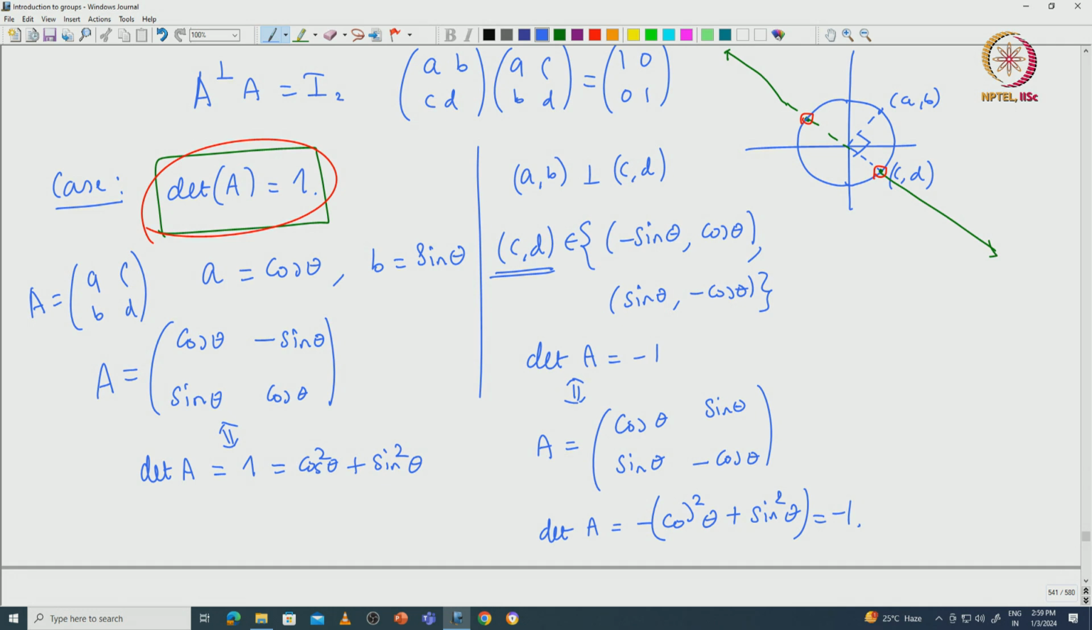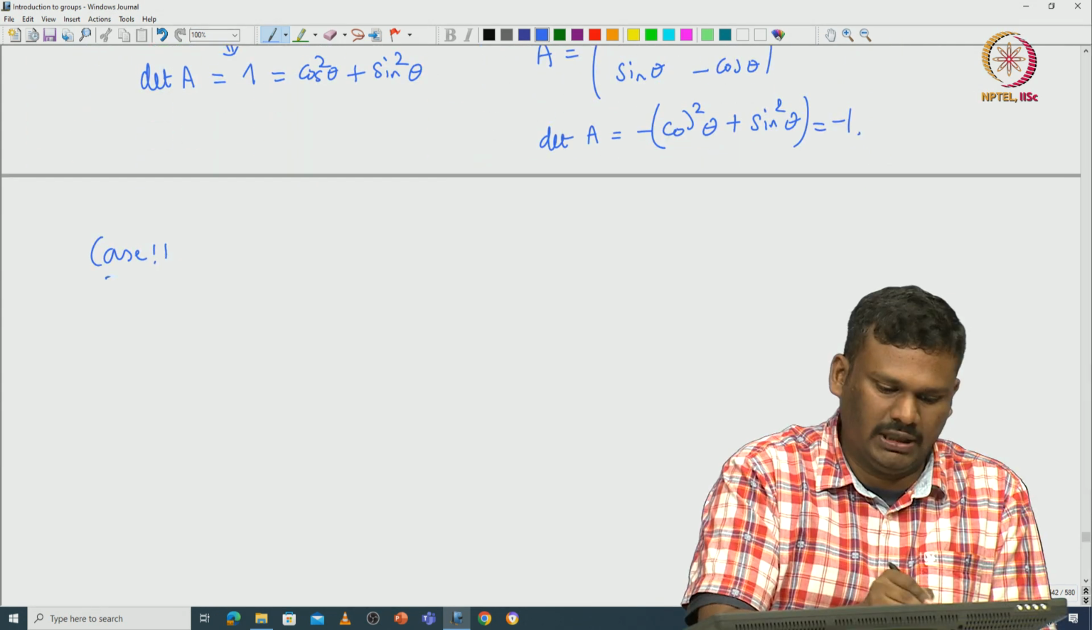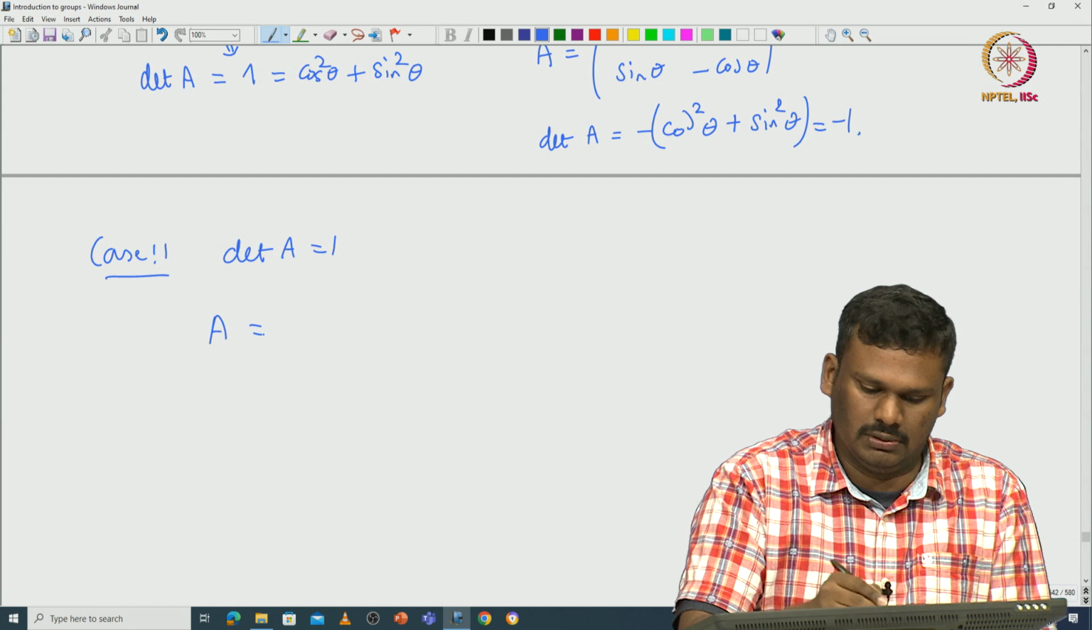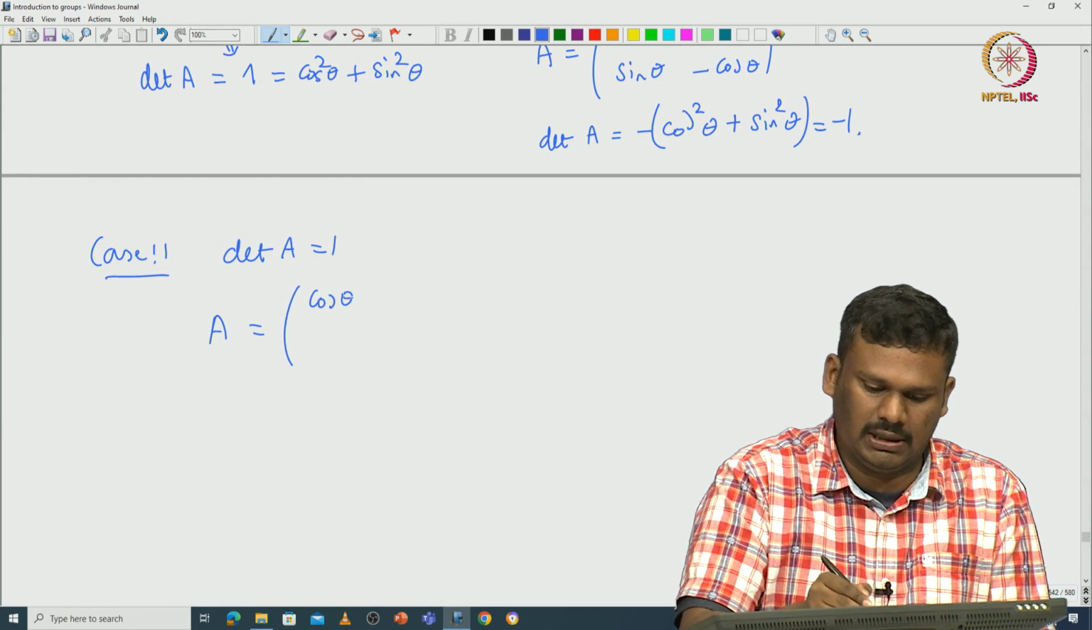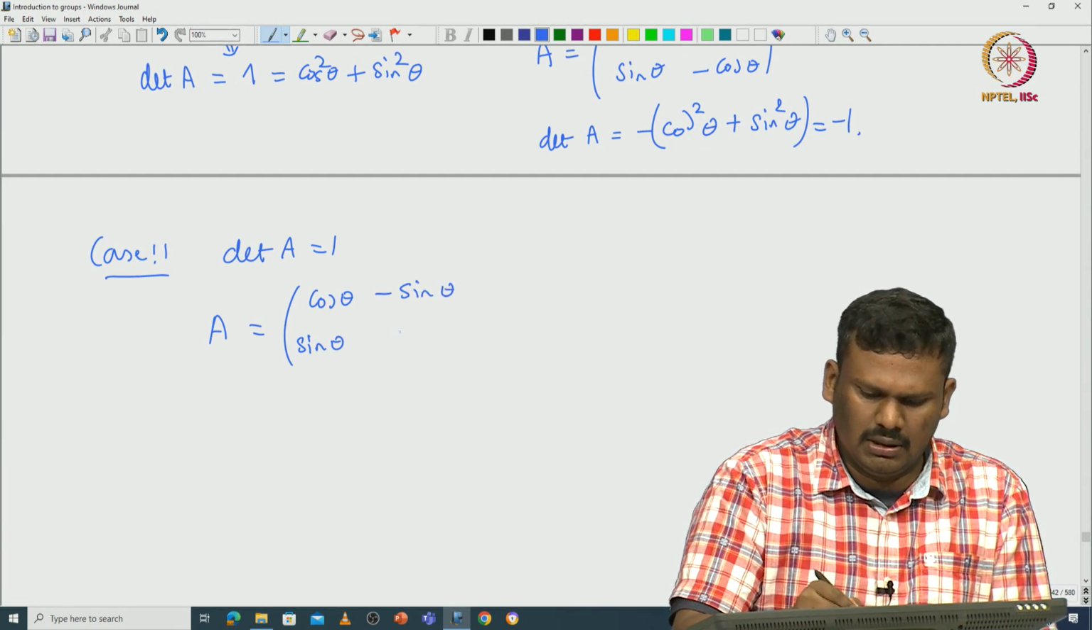Okay. So, basically depending upon the determinant, you will be making the choice for C comma D, and that is actually a unique choice, because it comes from the line perpendicular to the point A comma B that intersects this circle S1. Okay. So, in case 1, when the determinant is 1, let us see what A does. So, A is nothing but cos theta sin theta and then minus sin theta cos theta.